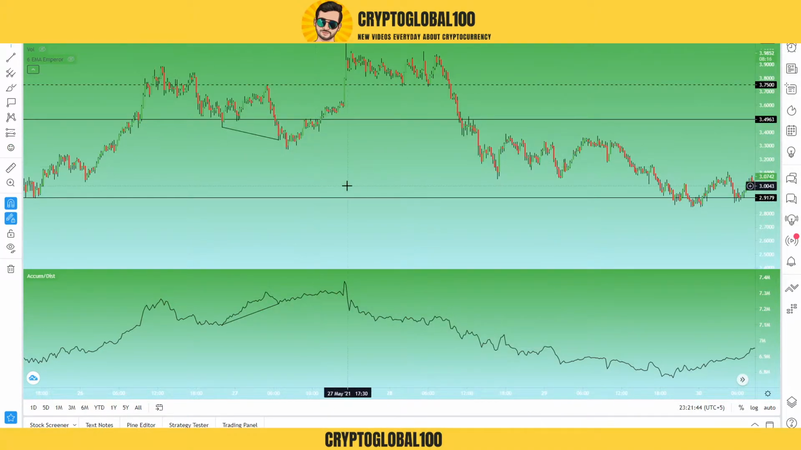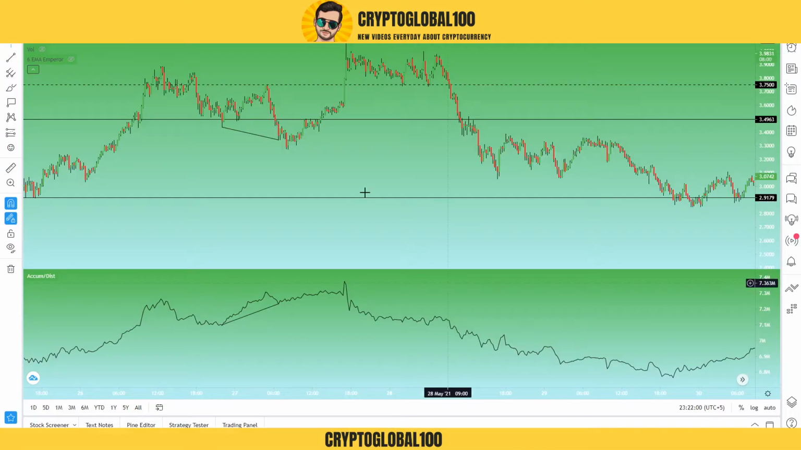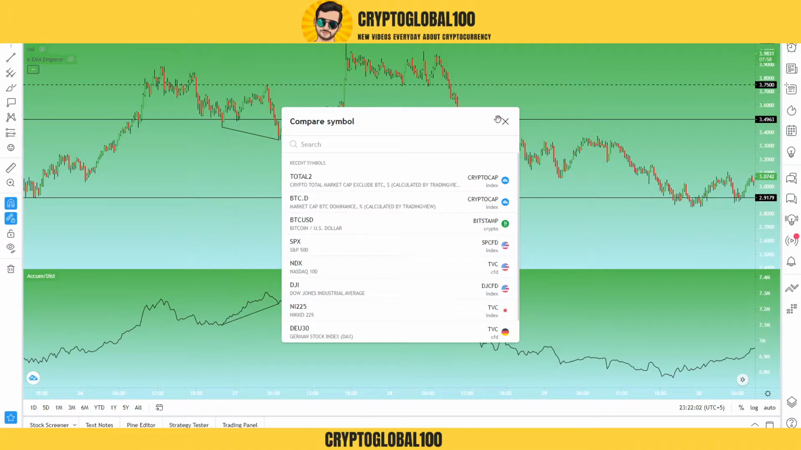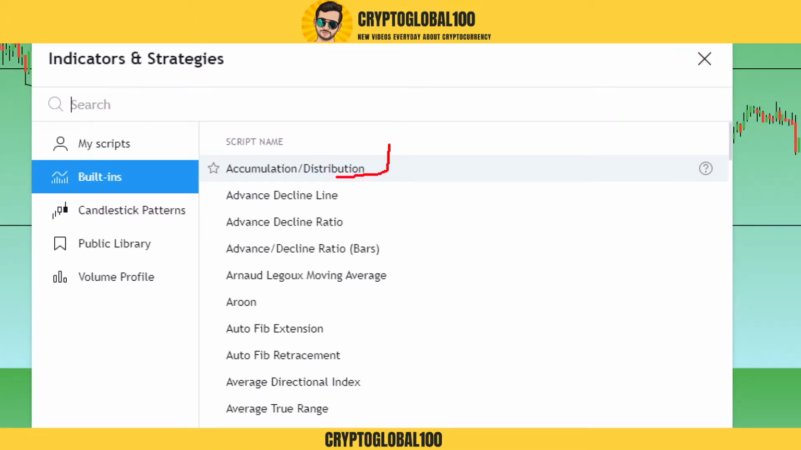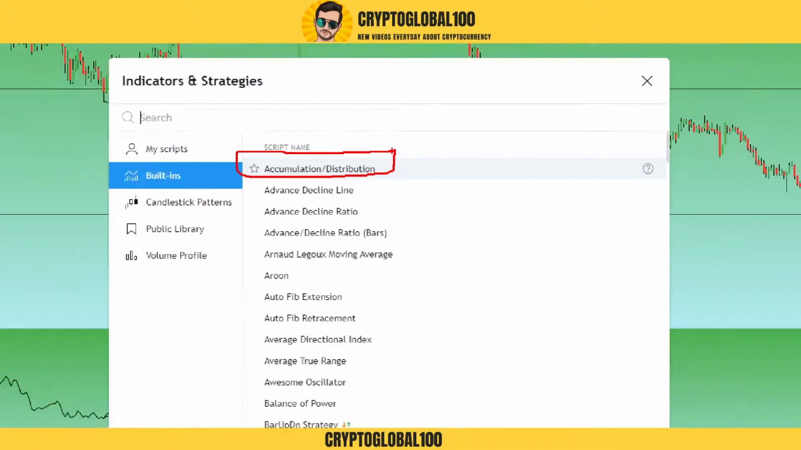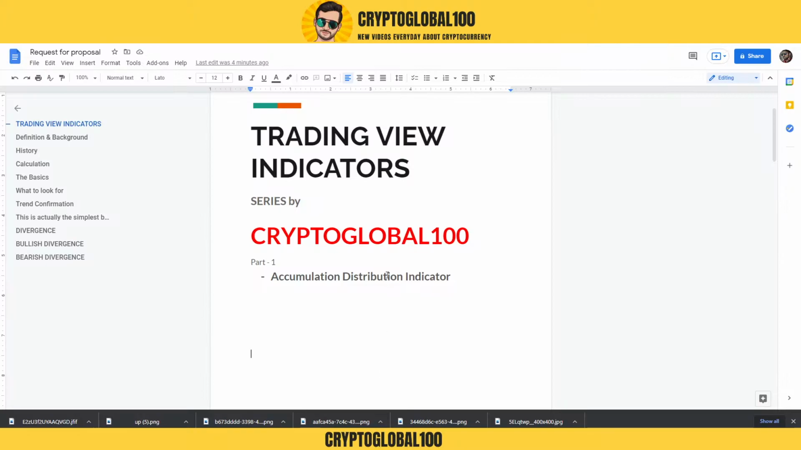So I will continue to predict the prices of different coins, but side by side I'm gonna make a series on the indicators as well. So this is part 1 of the Tradingview indicators, and the first in the list here, if we go to the Tradingview, go to the indicators, we see accumulation, distribution. So I'm gonna start today with the accumulation and the distribution.